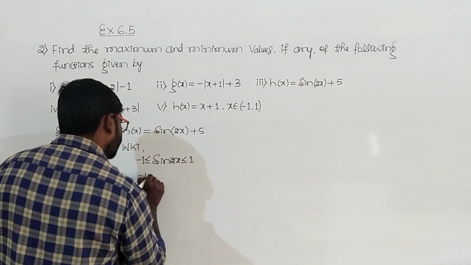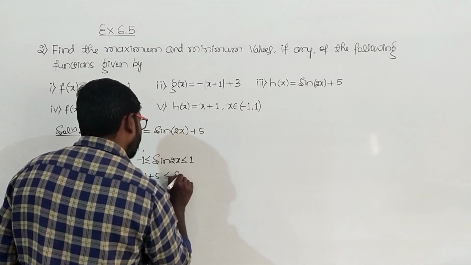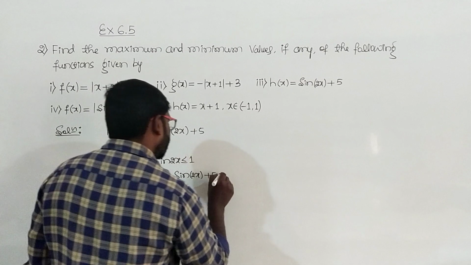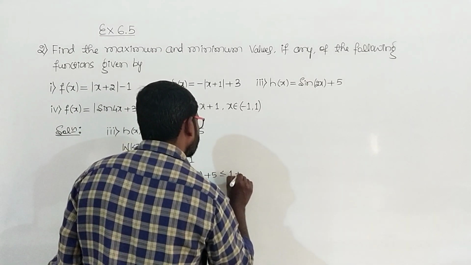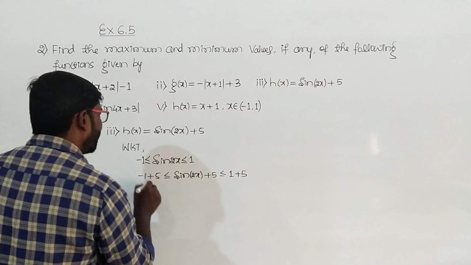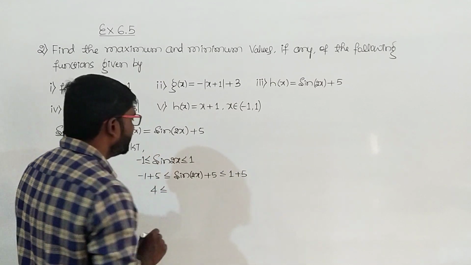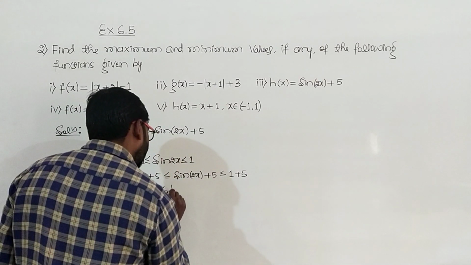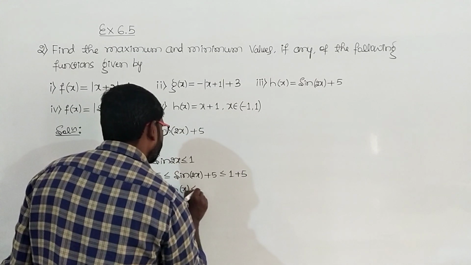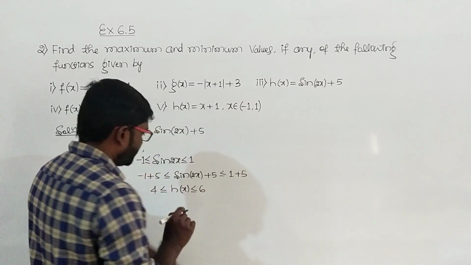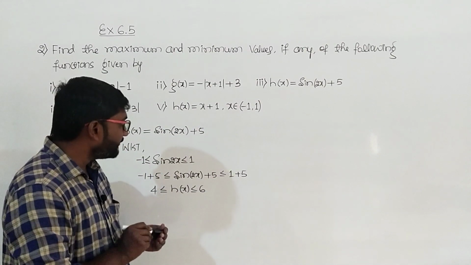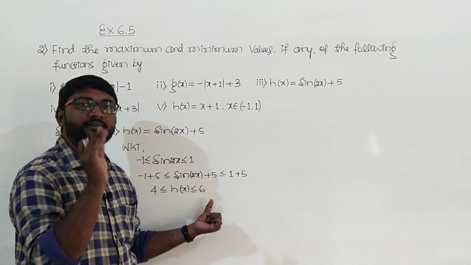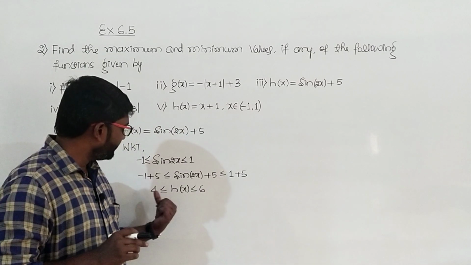So minus 1 plus 5 is less than or equal to sine 2x plus 5, which is less than or equal to 1 plus 5. Simplify this now. 5 minus 1 is 4, then sine 2x plus 5 is nothing but the given function h of x, and 1 plus 5 is 6. So see here, h of x can have the value 4 or greater than 4, and h of x can have the value 6 or less than 6. So maximum it is 6, minimum it is 4.